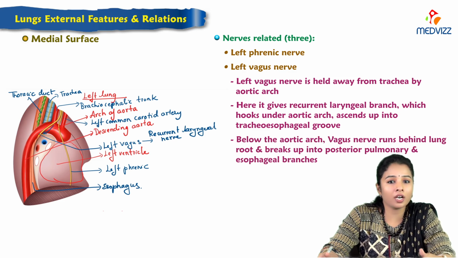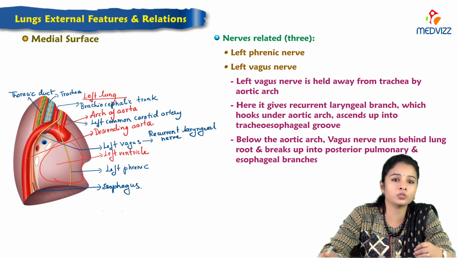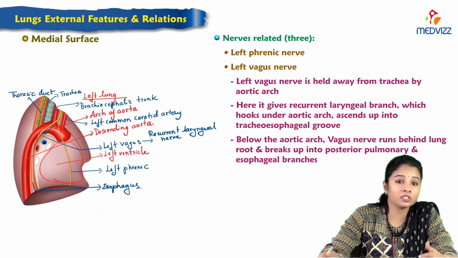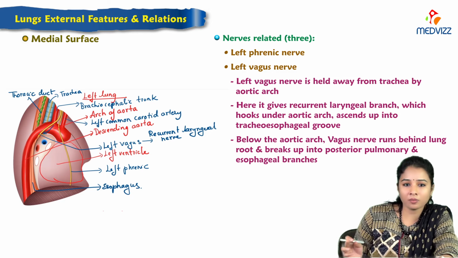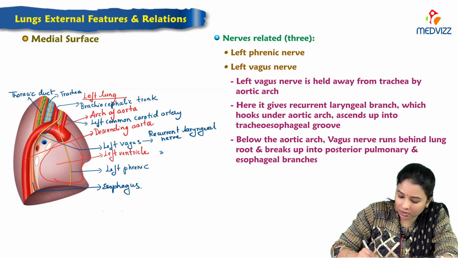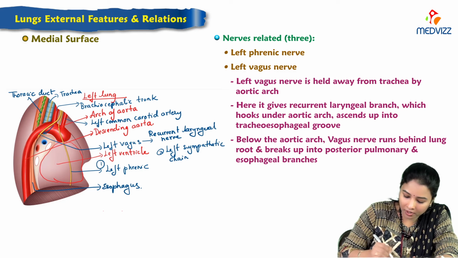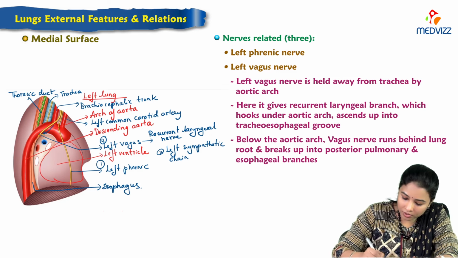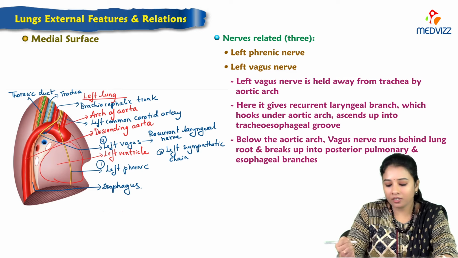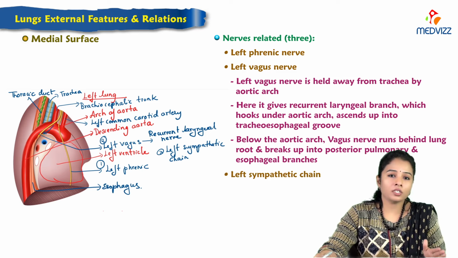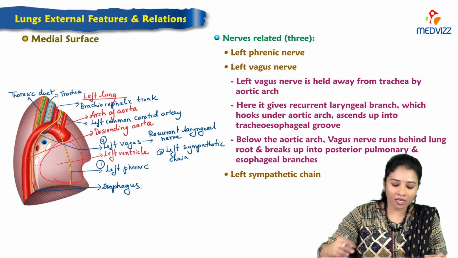Below the aortic arch, the vagus nerve runs behind the lung root and breaks up into the posterior pulmonary and esophageal plexus. It is also related to the left sympathetic chain. Posterior most, the third nerve is the left sympathetic chain. So the nerves are three: left phrenic, left vagus, which gives rise to the recurrent laryngeal nerve, and the third nerve is the left sympathetic chain. This completes the mediastinal relations on the left side.